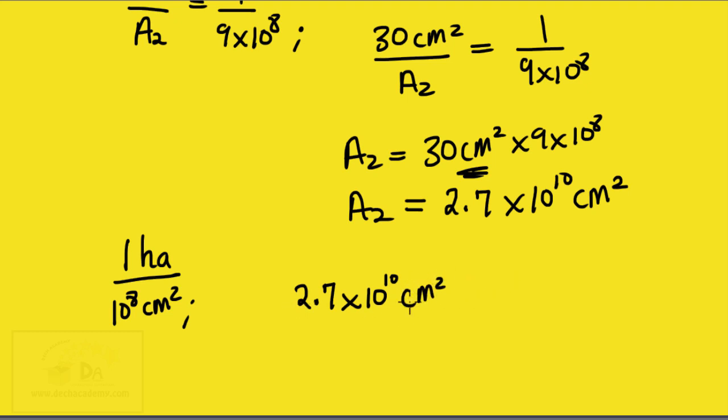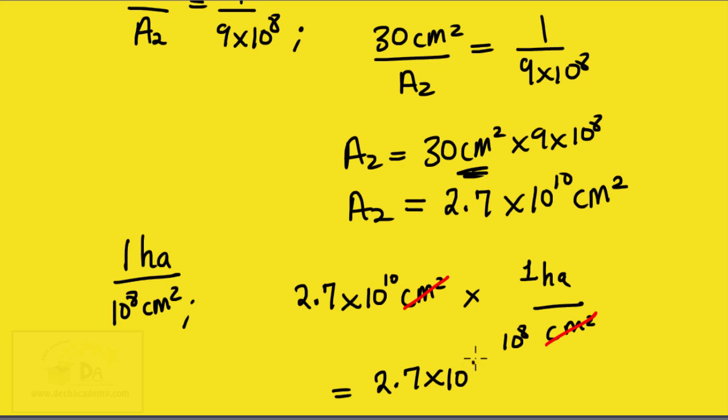Well, to do that, I need to eliminate centimeters squared. So I need a conversion fraction of this form, which is what I have here: 1 hectare is 10 to the 8 centimeters squared. Centimeters squared cancels out. What I have is 2.7 times 10 to the 10 times 1 hectare divided by 10 to the 8, which gives 2.7 times 10 to the 2 hectares, which is equal to 270 hectares.